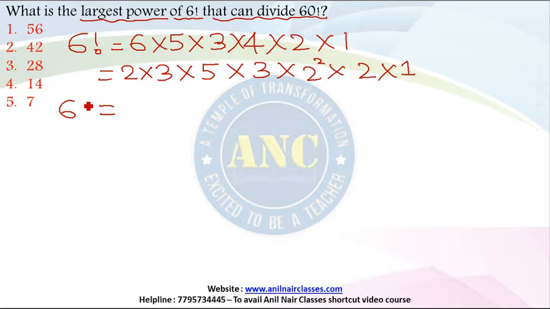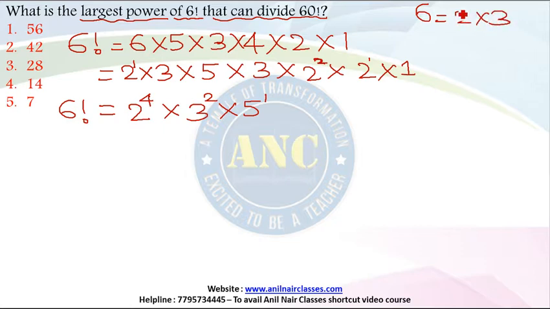That means 6 factorial can be written as 2 power 4 into 3 power 2 into 5 power 1. I believe this point is very clear for you. Usually, suppose the question is what is the highest power of 6, I was writing 6 as 2 into 3, and I was taking the 60 and dividing by 2 and also by 3.